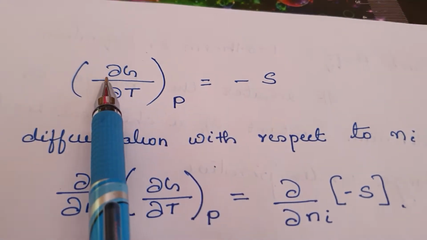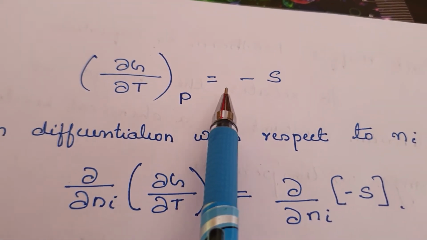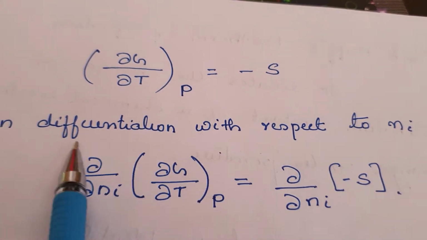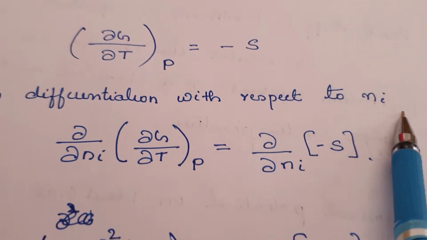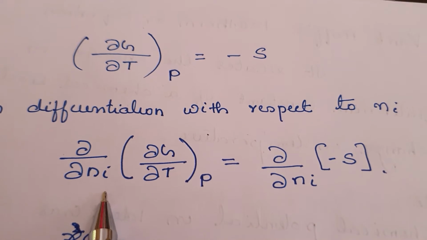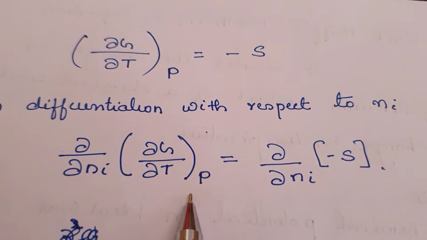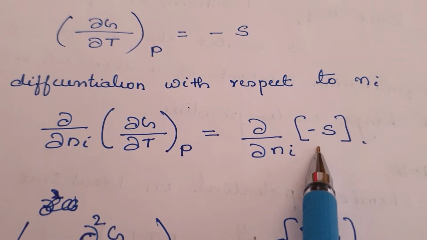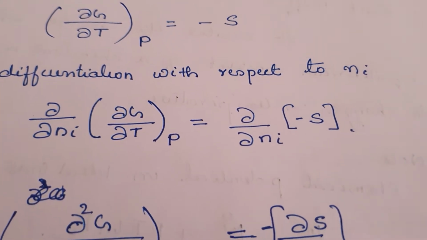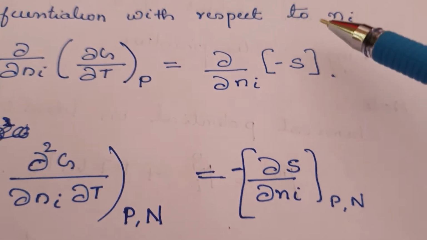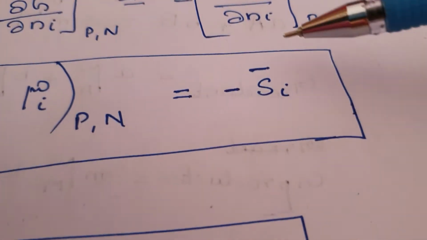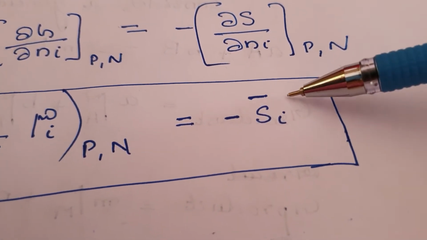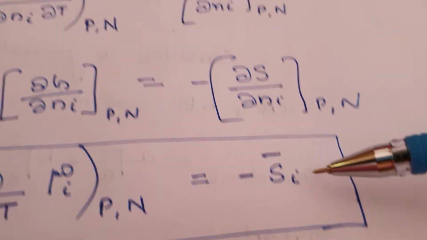Now, if you write ∂G/∂T at constant pressure is equal to minus S, then on differentiation with respect to Ni, ∂/∂Ni of (∂G/∂T) at constant pressure is equal to ∂/∂Ni of minus S. So this term is actually equal to minus Si bar, the partial molar entropy.